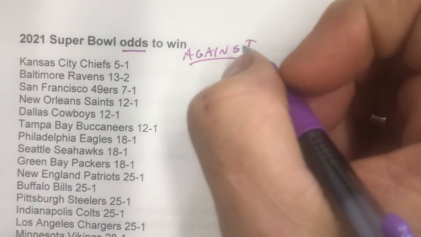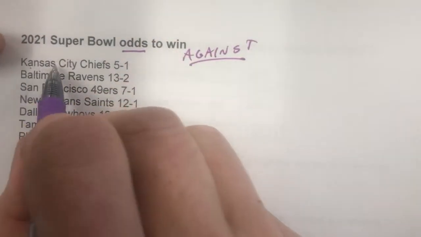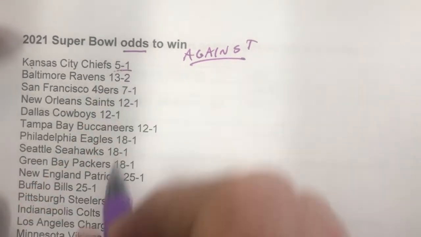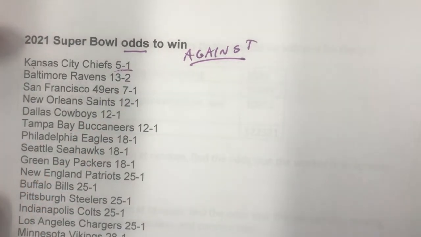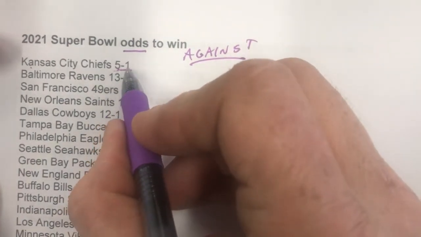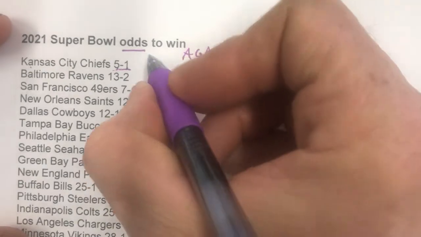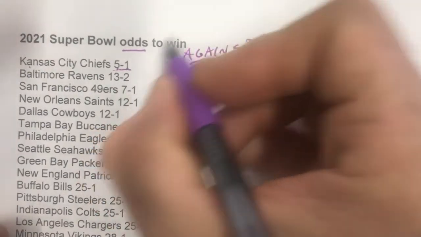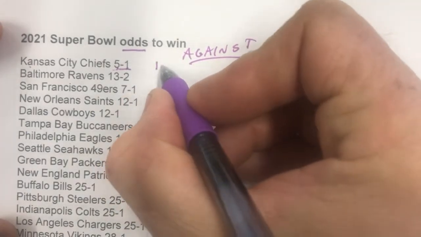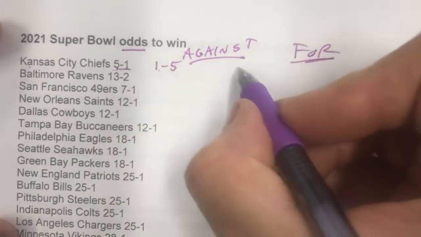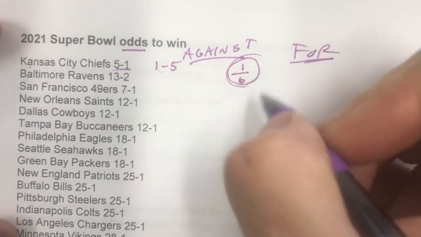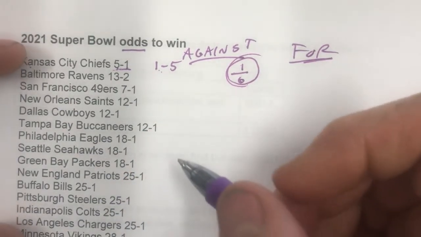These are odds against this team. Like right here, the Kansas City Chiefs have the best odds to win the Super Bowl this year, 5 to 1 odds. Now this was at the beginning, before the season started this year. They have 5 to 1 odds against them winning. That means the odds for them to win would be the opposite, 1 to 5, which means they have 1 favorable and 6 total. They have a 1/6 chance of winning the Super Bowl.